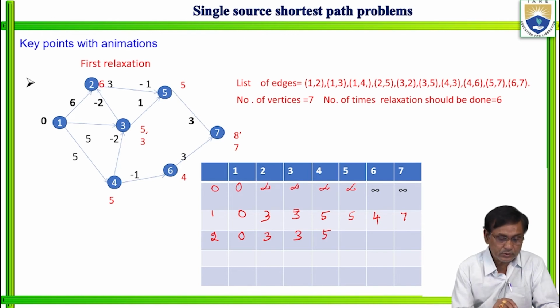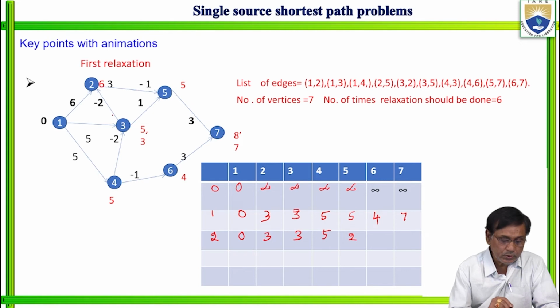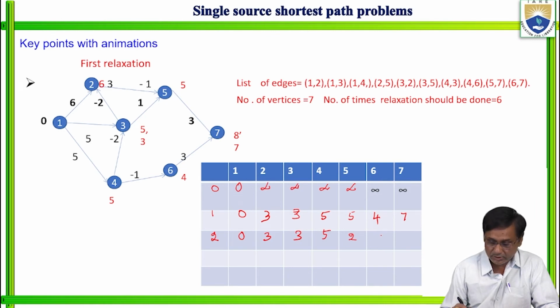Then 2 to 5. So 2 to 5 is now 3 minus 1, that is 2 only. Next, 2 to 5 is over. Then 3 to 2. This is 3. This is minus 2. So that it becomes 3 minus 2 is 1. So now 2 changes to 1. Because this is the minimum, we have to mark the minimum value here. This is 1 only.